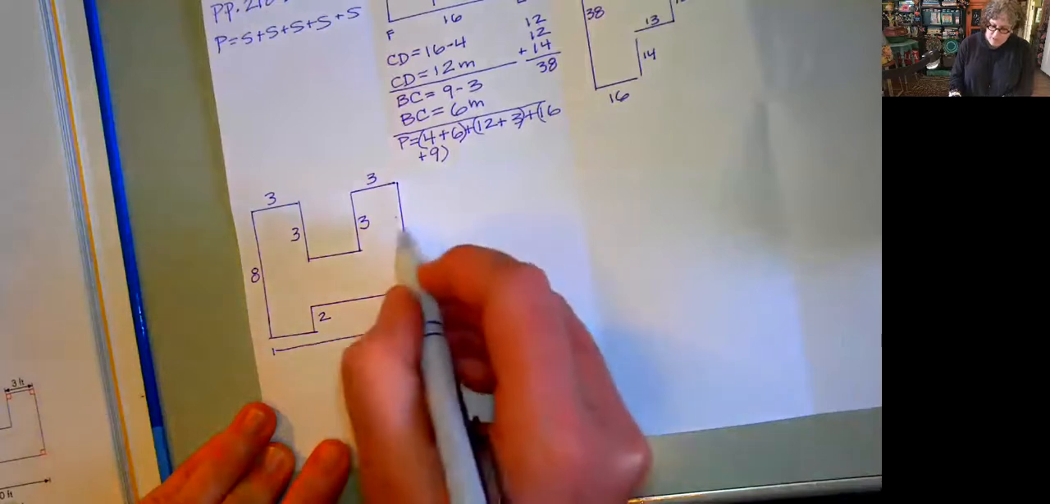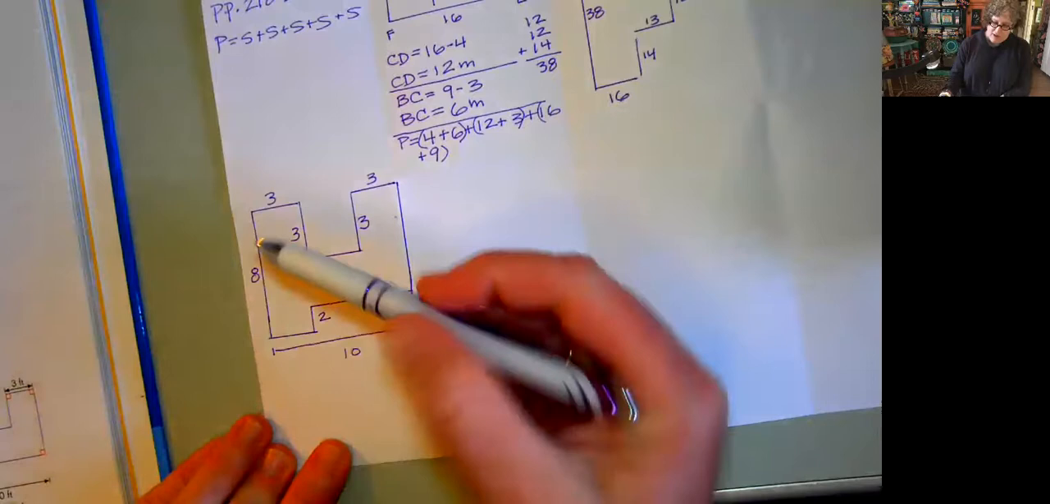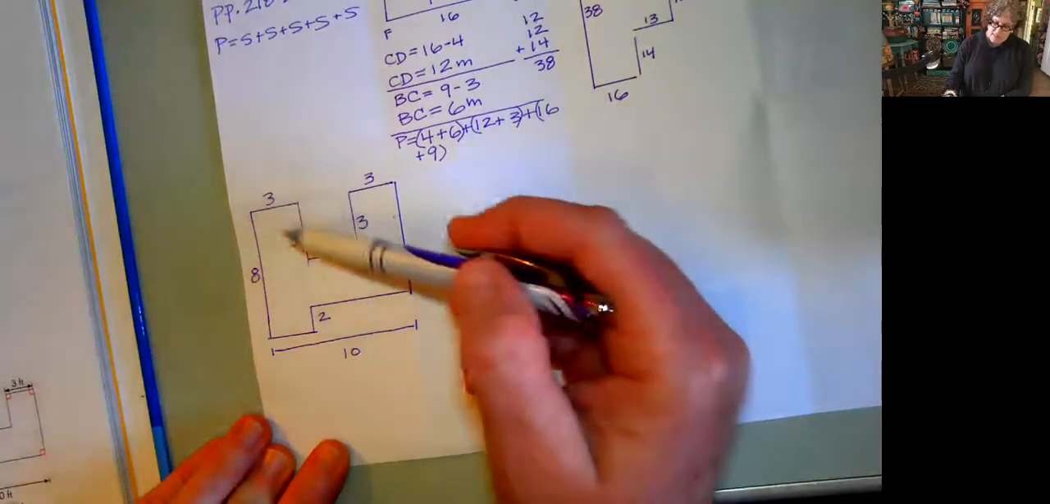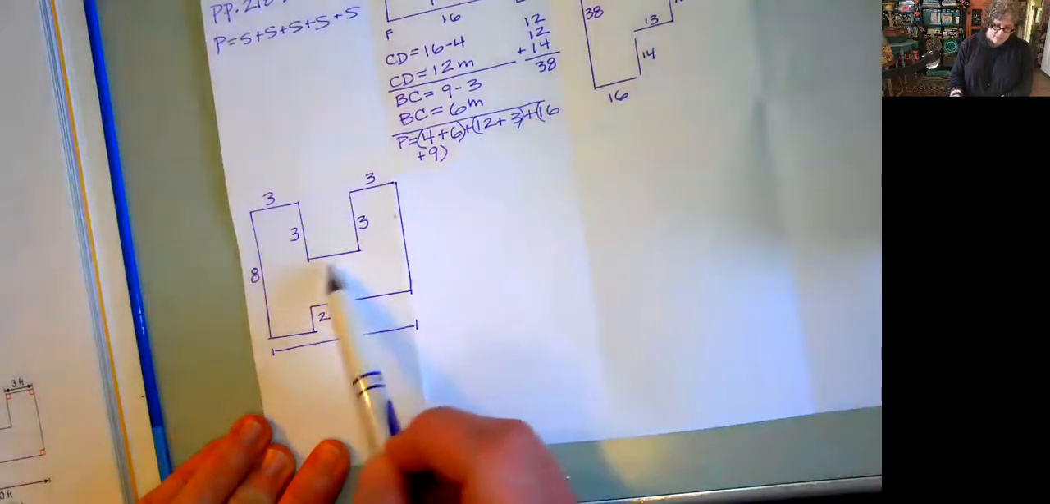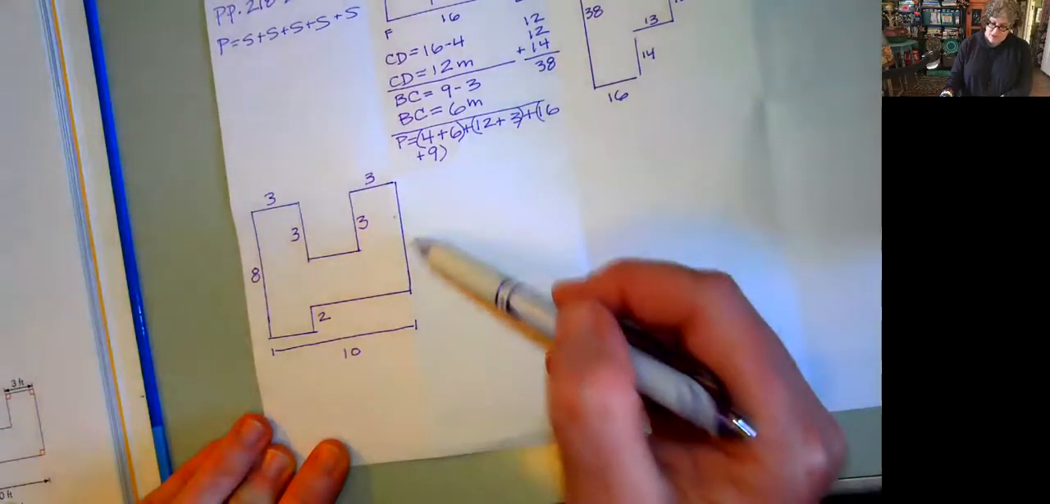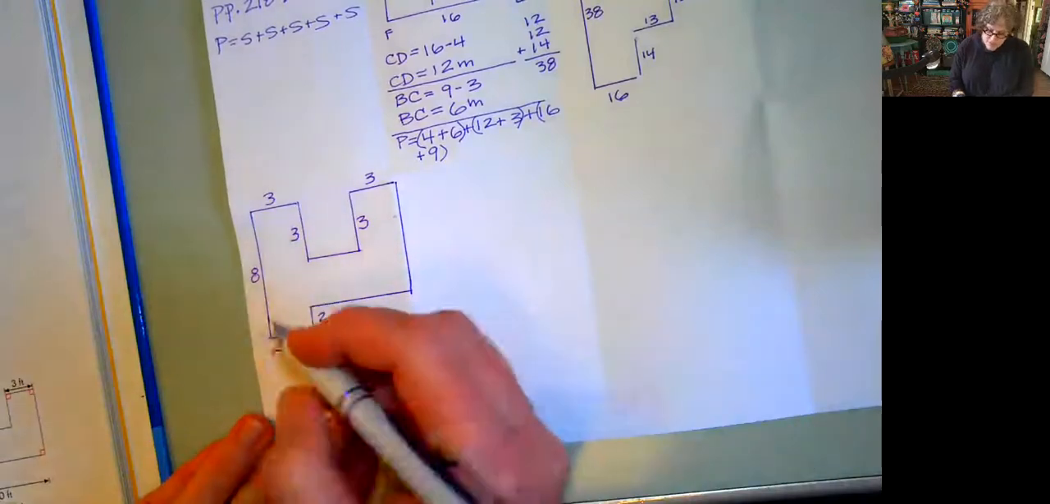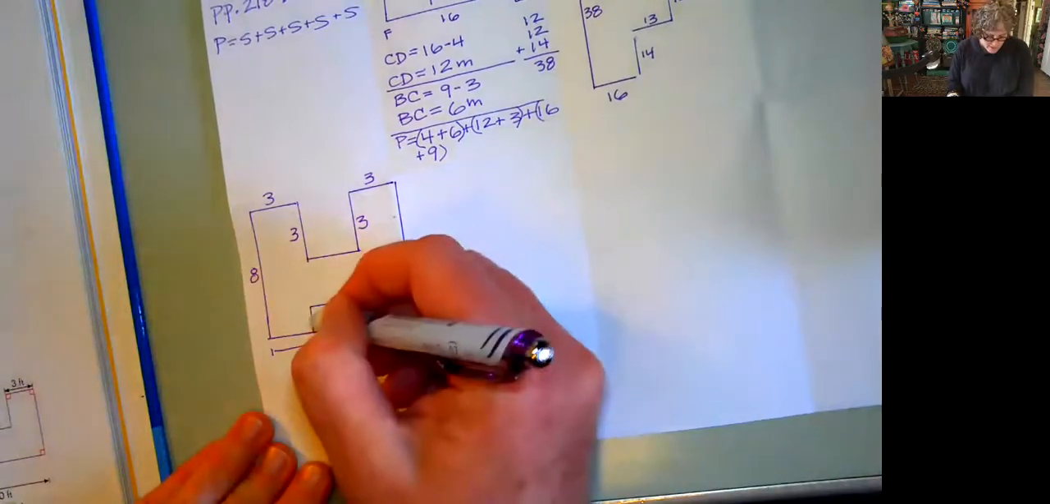And then we don't know this over here. So we have to figure out, we've got this, this, this. We need to figure out this. We know this, this. We need to figure out this. We need to figure out this. And we know that this is 3 because these two line up.